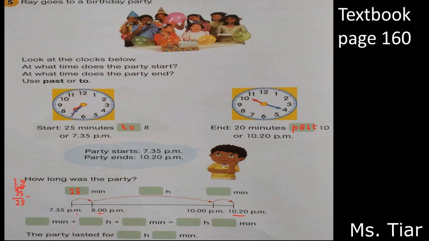And then from 8 p.m. until 10 p.m. we have 2 hours. How do we get it? 10 minus 8. And then from 10 p.m. to 10:20 we get 20 minutes. Easy, right? From here to this side. Okay, so we get, after all, 25 plus 2 hours plus 20 minutes. 20 plus 25 is 45 minutes, and the hour is 2. So the party lasted for 2 hours and 45 minutes.